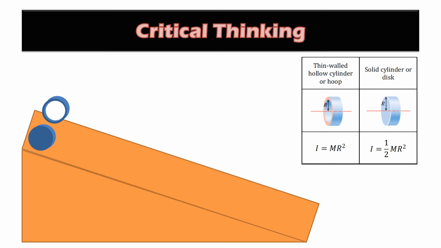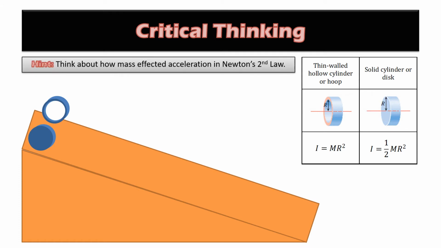So now we have some more information about this disk and hoop situation, okay? Pause the video and think what will happen when you release them from rest. If you need a hint, think about how mass affected acceleration when we did Newton's second law. That's a pretty good hint. Pause the video and think about it. What do you think will happen? Did you pause it? We'll see.